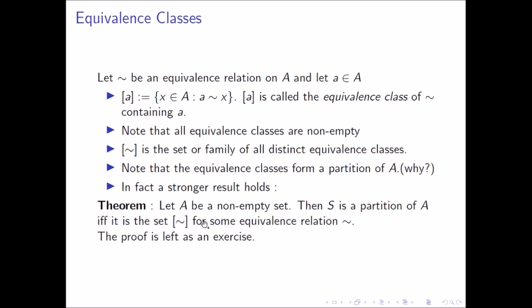That, somehow, with a bit of non-emptiness and exhaustiveness of these equivalence classes, can you show this result? A stronger result holds actually, if you think about it. Let A be a non-empty set, then S is a partition of A if and only if it is the set box tilde for some equivalence relation tilde. This proof is left as an exercise, non-evaluative, because it has been discussed in the set theory course.